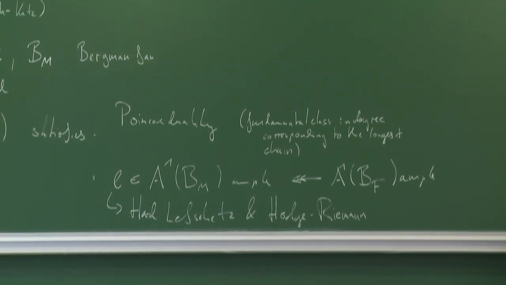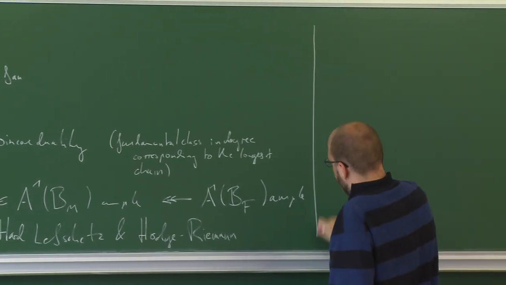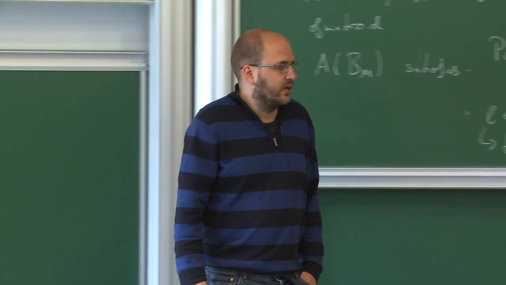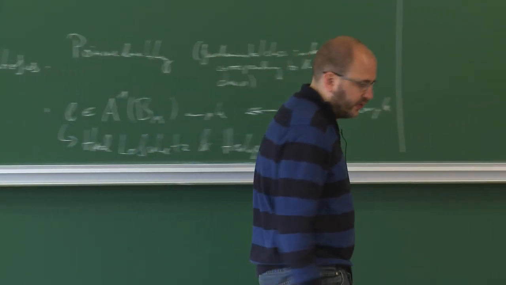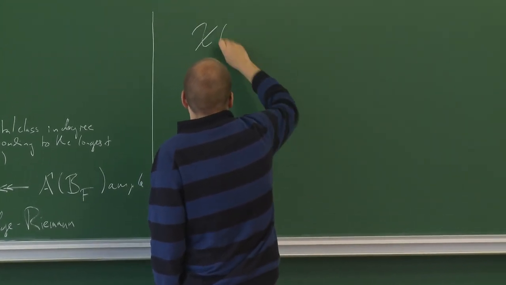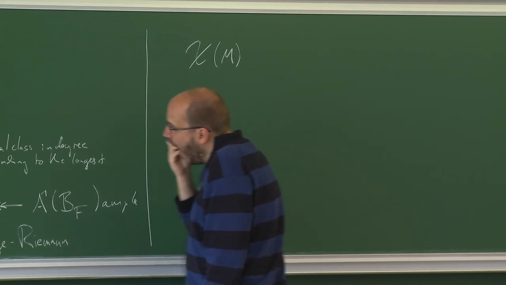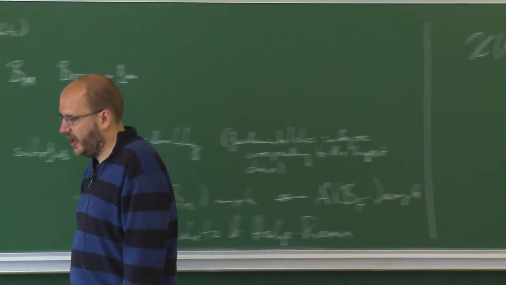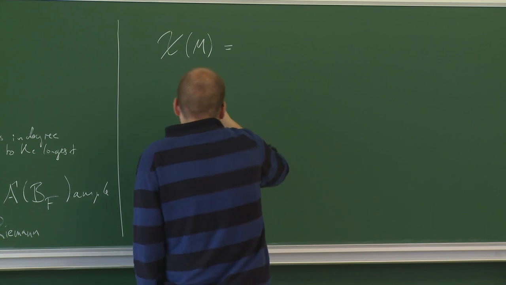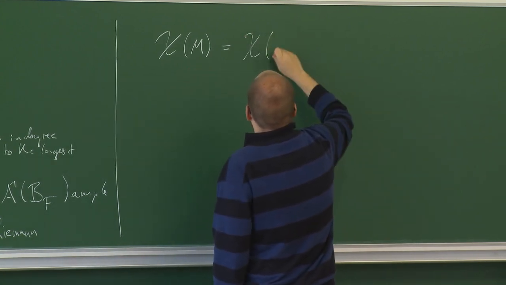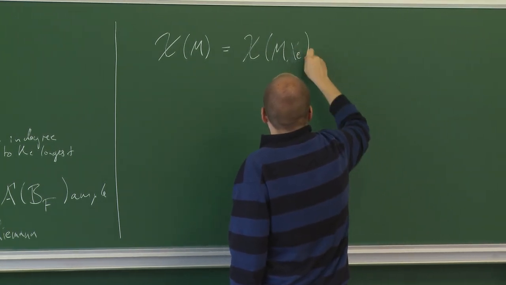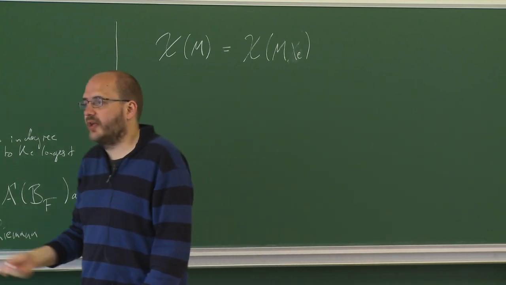The application of this is usually to questions in combinatorics concerning matroids. Let me state the simplest one of them, an application to what is called the characteristic polynomial of a matroid, chi of M. You can define it in several ways; let me just define it recursively. I can delete an element from the matroid, and I can contract one.